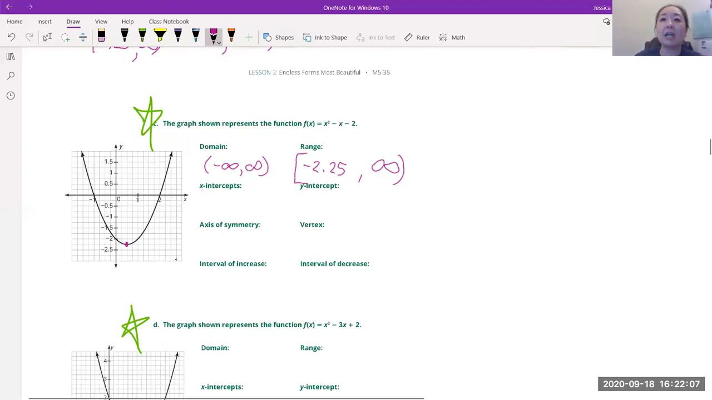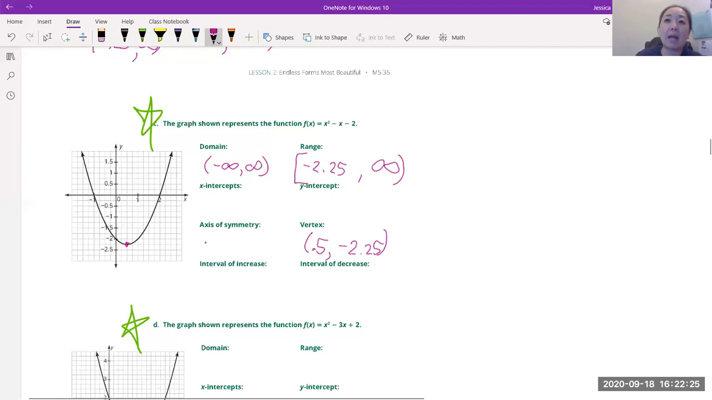It can equal -2.5, -2.25. So that's why I'm putting the square brackets. For me, I usually like to start out with the vertex, right? And that's 0.5, and we just talked about that. So that's going to be -2.25. Okay, that's my point.